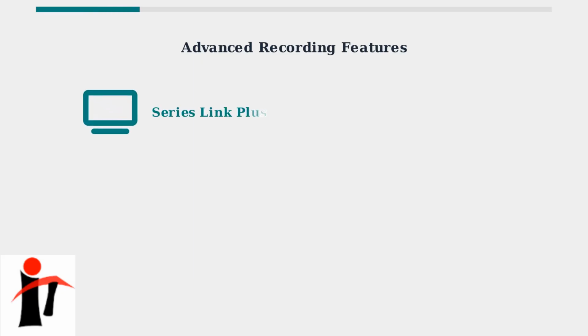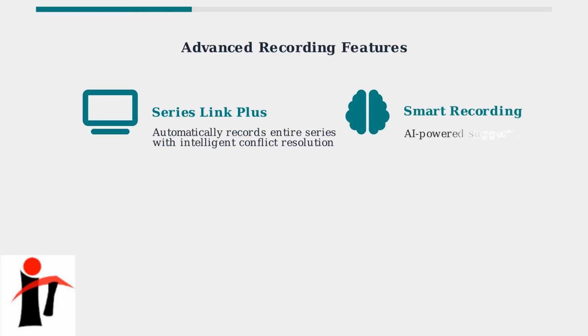The EE TV Box Pro offers powerful advanced recording features that can transform your viewing experience. These intelligent tools help you never miss your favorite content while managing storage efficiently. Series Link Plus is your personal recording assistant. It automatically records entire television series, and when scheduling conflicts arise, it intelligently resolves them by finding alternative broadcast times or using multiple tuners. Smart Recording uses artificial intelligence to learn your viewing preferences.